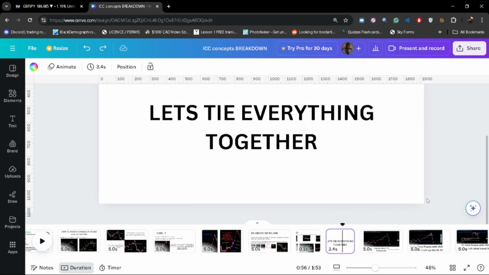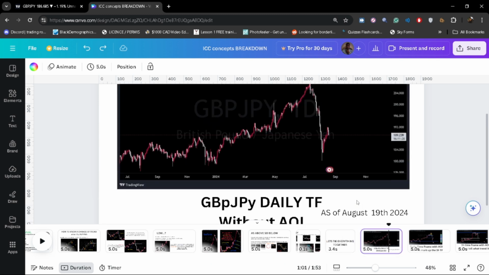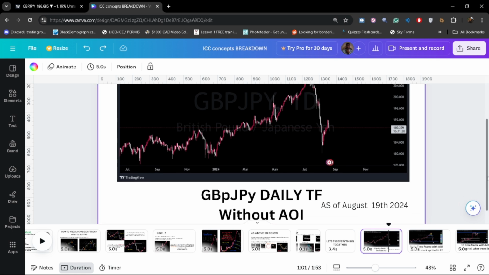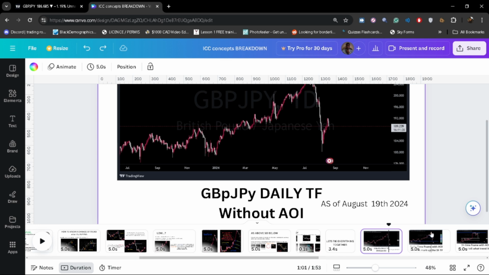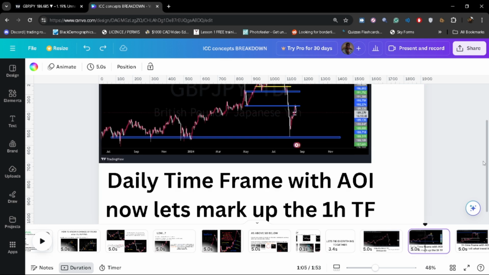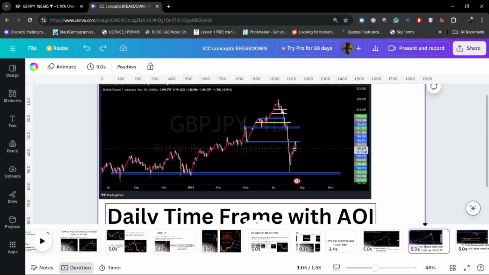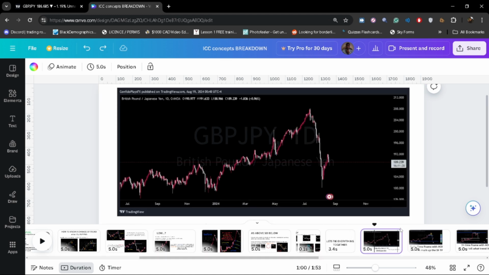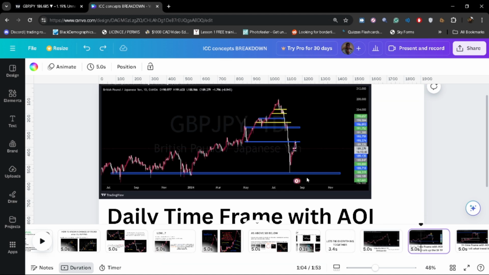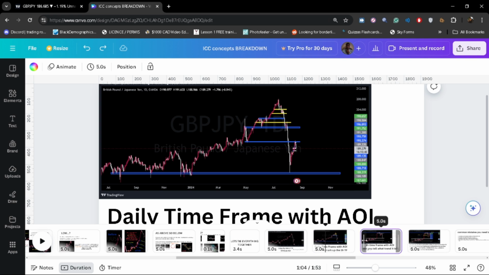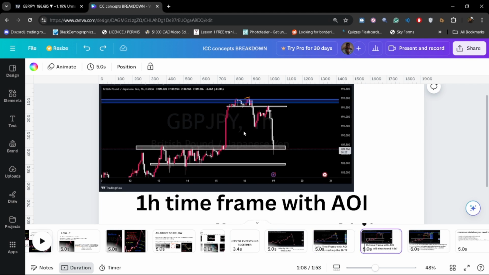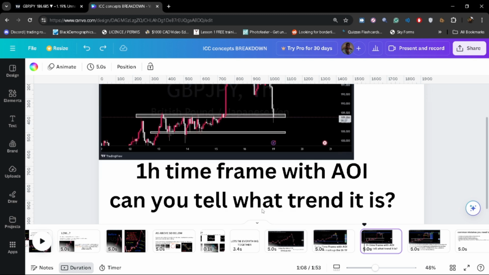So now let's basically tie everything together, right? You can clearly see, guys, that this is the GBP/JPY daily time frame without an area of interest, right? Now let's add an area of interest, as you can clearly see now. So this was before the area of interest, this is after the area of interest. And then this is the 1 hour time frame. So I was basically explaining this reversal. So this is the 1 hour time frame with an area of interest. Can you tell what trend it is?